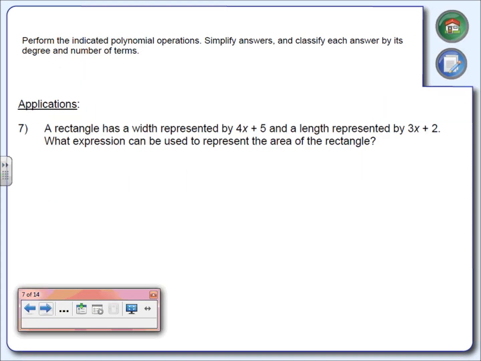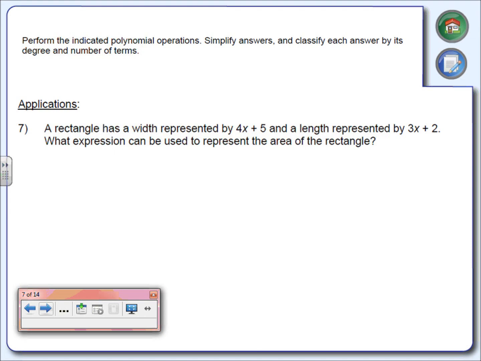All right, now let's take a look at some application. These are the type of questions you may come across on your next test here. Number 7 says that we have a rectangle that has a width represented by 4x plus 5 and a length that's represented by 3x plus 2. What we're trying to do is find the area of that rectangle. So the question is, how do you find the area of a rectangle?